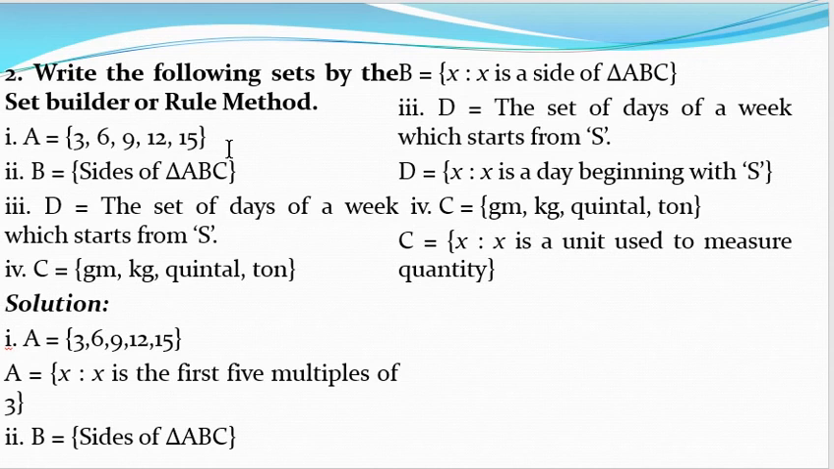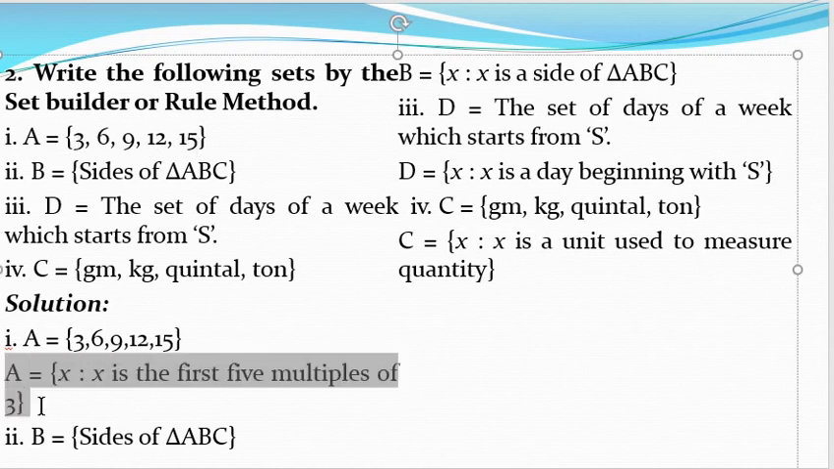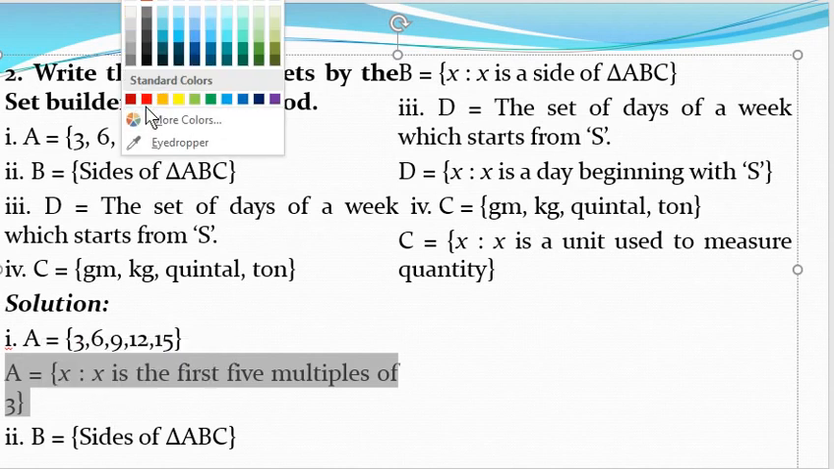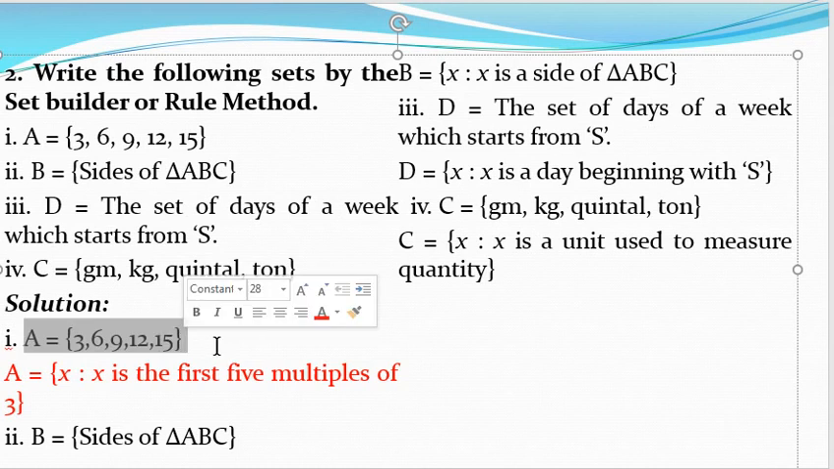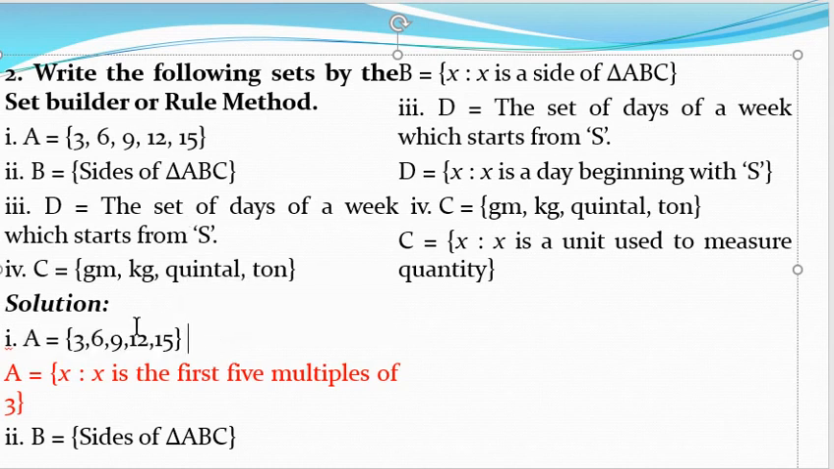A equals 3, 6, 9, 12, 15. 3 ones are 3, 3 twos are 6, 3 threes are 9, 3 fours are 12, 3 fives are 15. That means these are the multiples of 3. So what you have to write now: A equals, here you can see the answer. If this is the question given, then in the set builder method you have to write x such that x is the first 5 multiples of 3.